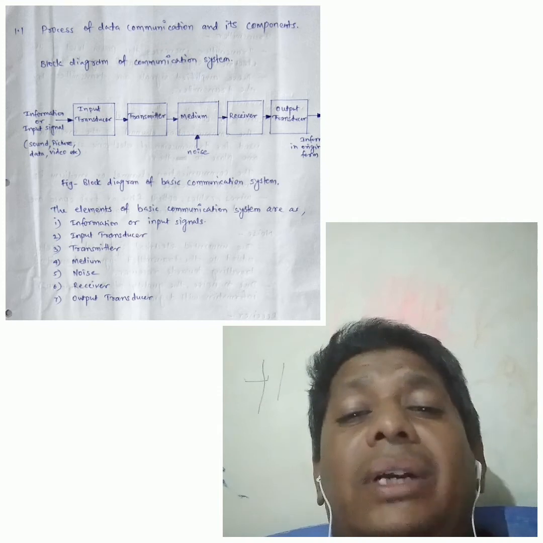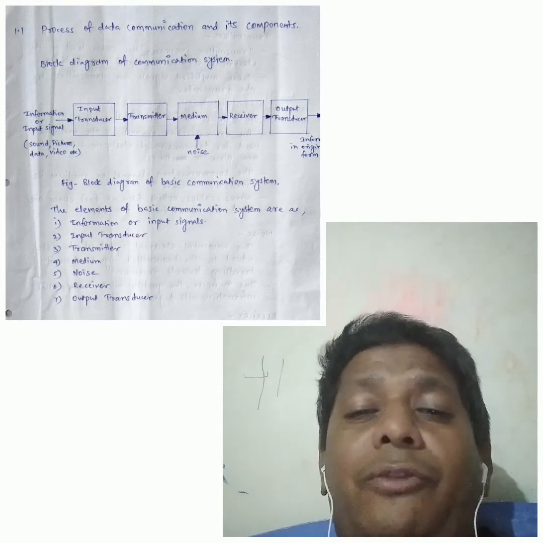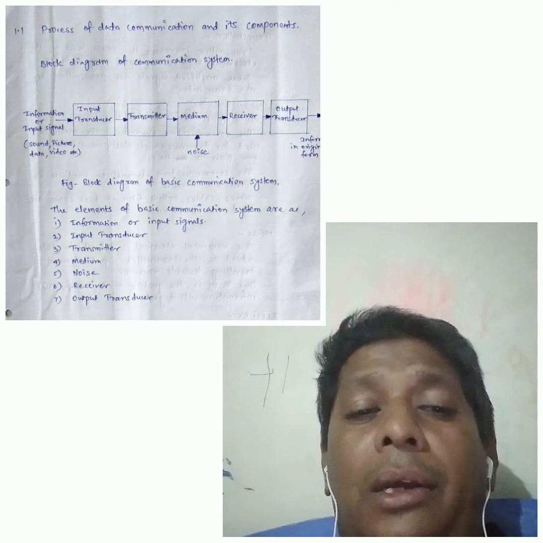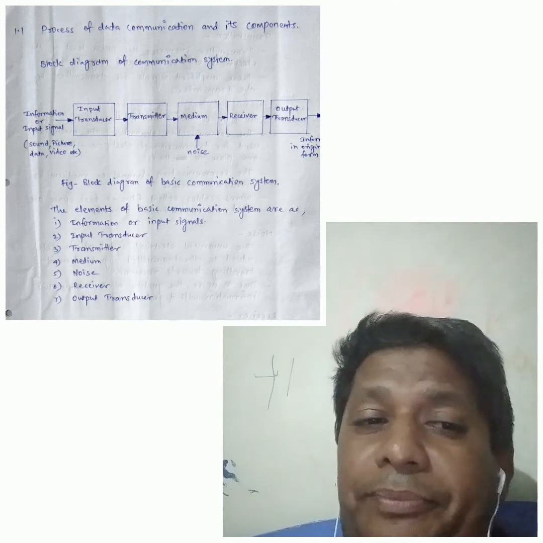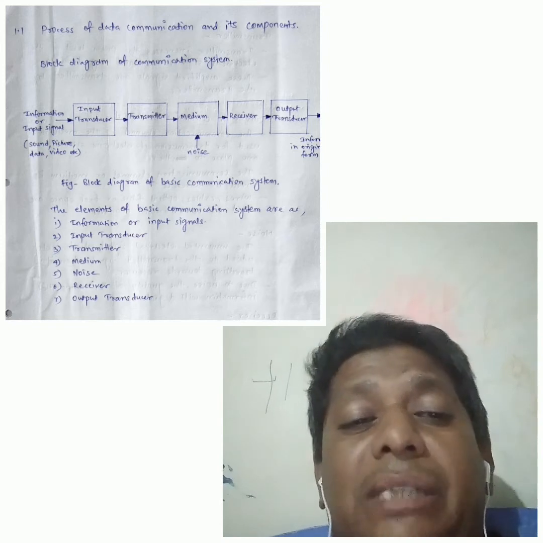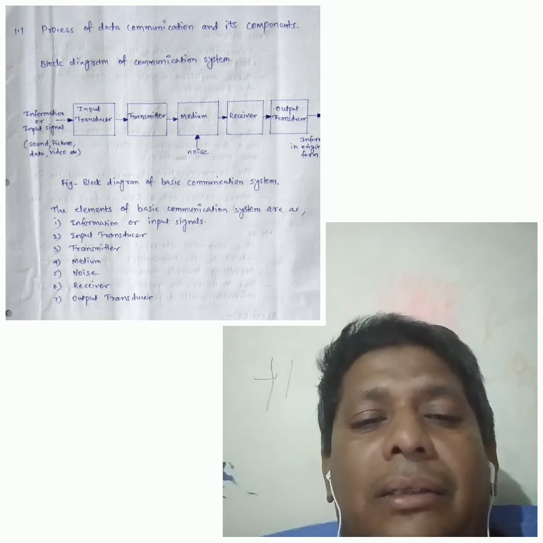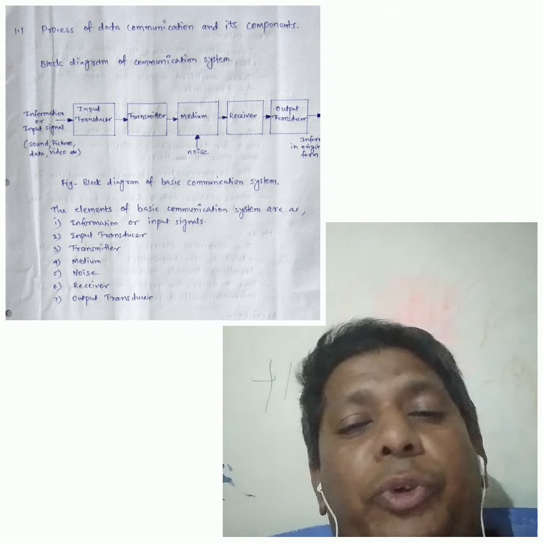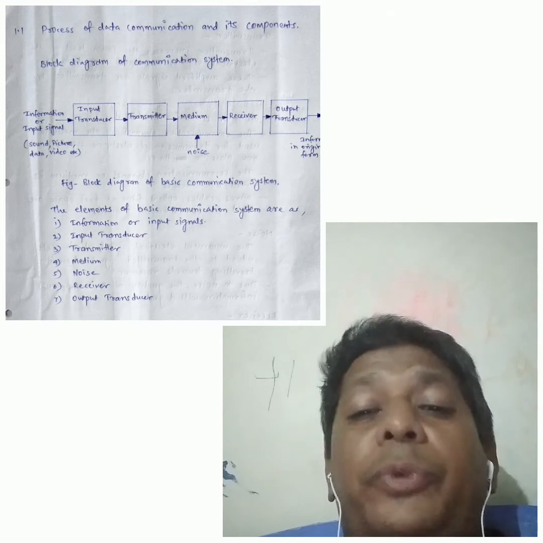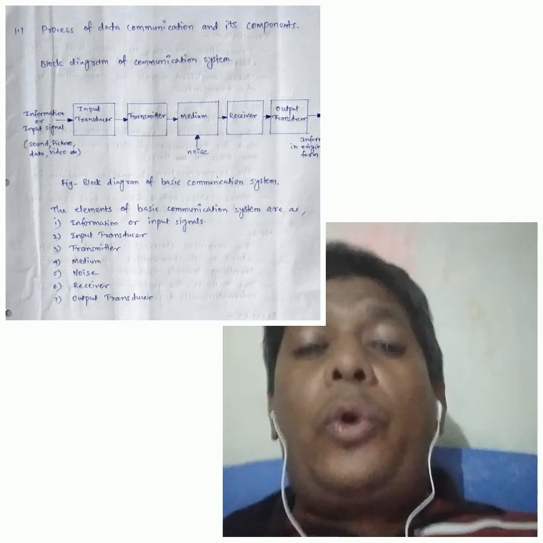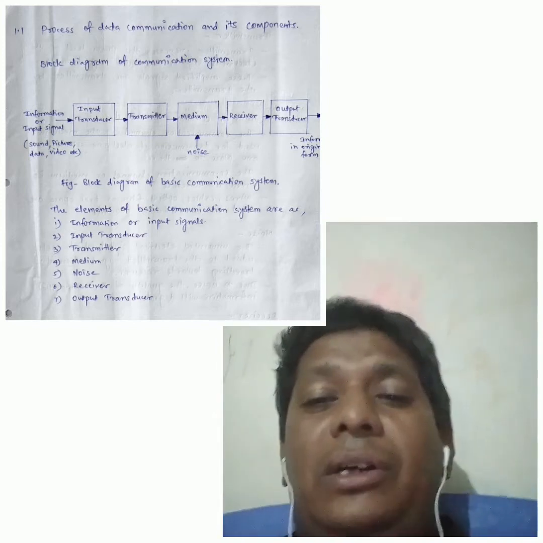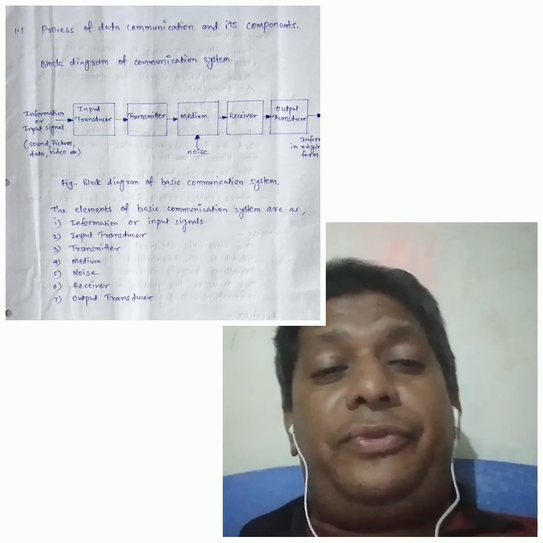Next is the receiver. What is a receiver? As the word indicates, the receiver receives the electrical signal sent by the transmitter. That received signal is taken by the output transducer. What is the role of the output transducer? The output transducer converts the electrical signal into the original form. So we have to make clear the whole picture related to the process of the communication system.